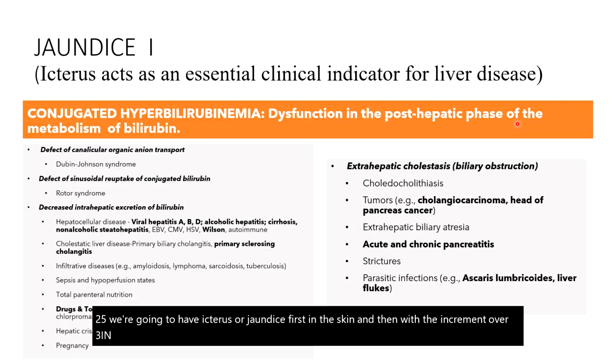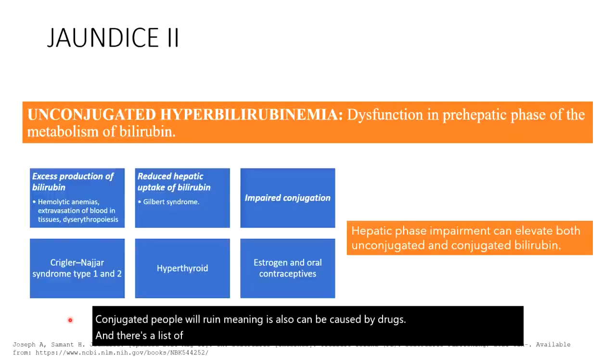Also, extrahepatic cholestasis, cholangiocarcinoma, acute and chronic pancreatitis, and also obstructions due to parasites like Ascaris or Fasciola. Conjugated hyperbilirubinemia can also be caused by drugs, and there's a list of drugs that can produce that.